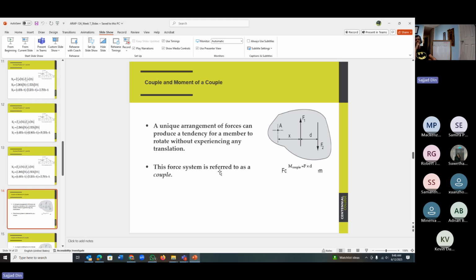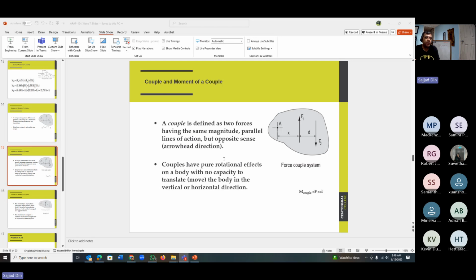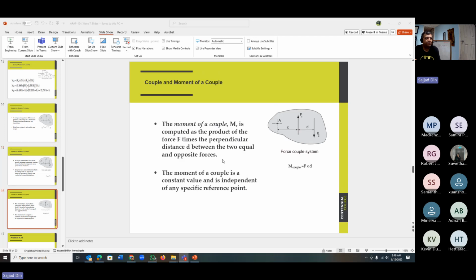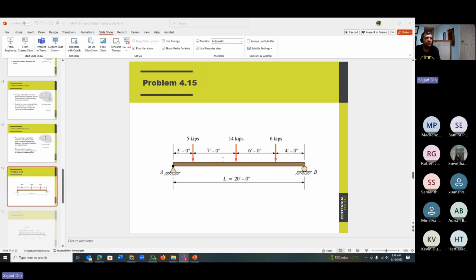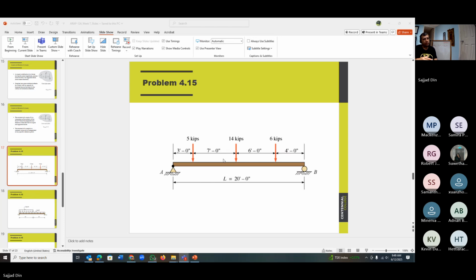Now, another interesting concept is known as the couple or moment of a couple. It's when you've got forces that are acting in parallel. And this is really important, especially in mechanics. And they have a rotational effect on a system or on a body. And it's the moment of the couple. So let's take a look at this here.